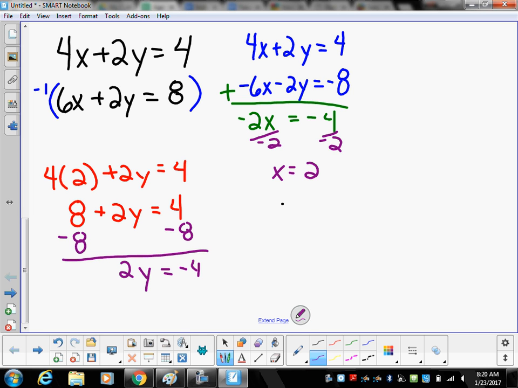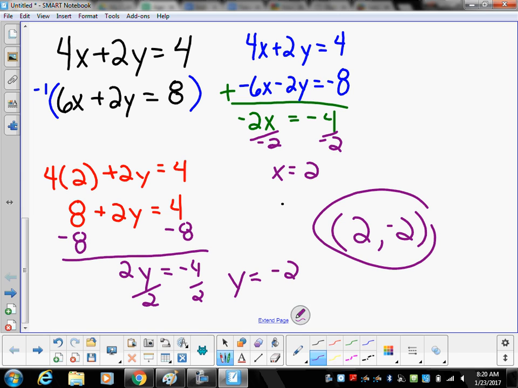And the last step, divide both sides by 2, so y equals -2. So my solution is 2, -2. Again, you need to make sure that you put the x's and the y's in the right order when you put your answer in.